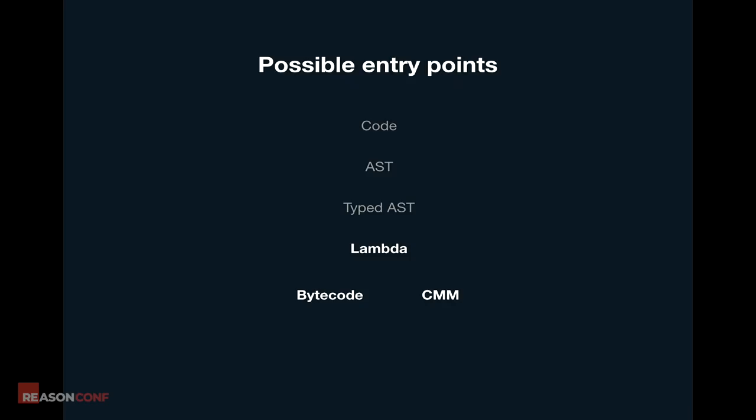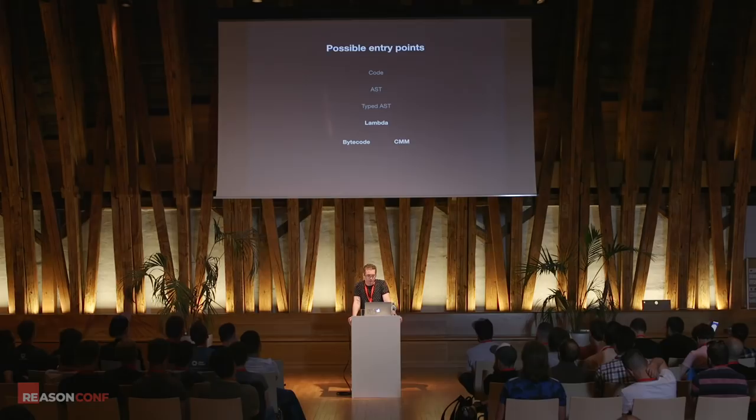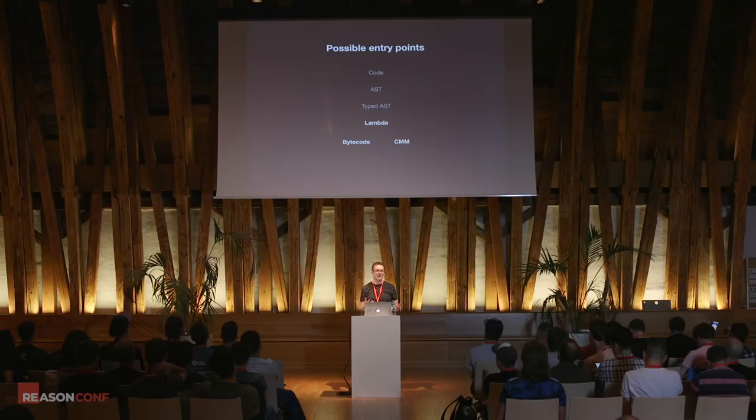There are three possible entry points that we can take. We can start at the lambda layer, the first intermediate representation, mostly similar to what BuckleScript does. BuckleScript does a bit more, but mostly it starts there. From what I understand, the bytecode format is also something we could consider. And there's the C minus minus, where the big advantage is that we know how our memory is going to look like. To be honest, when I had this question and was figuring it out, I had no idea if I needed to do one or the other.